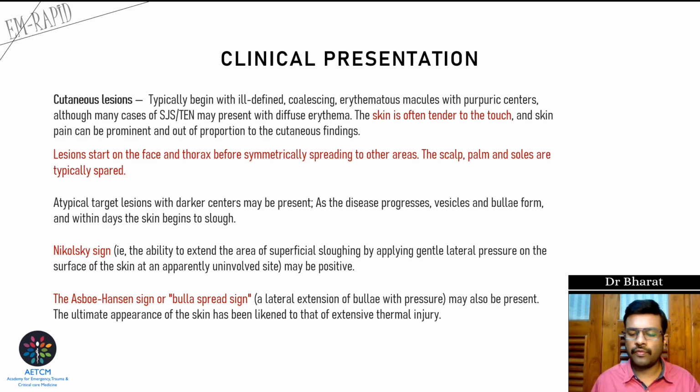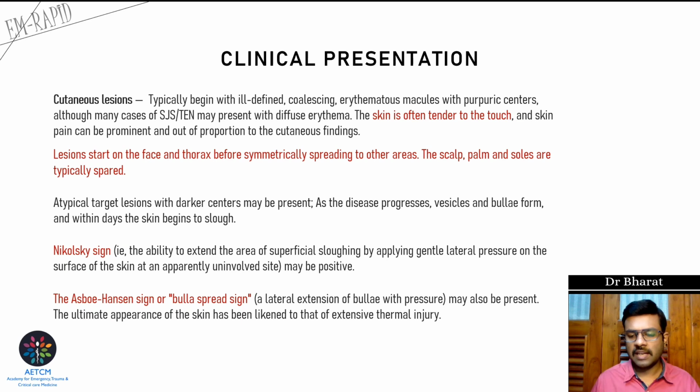The skin is often tender to touch, and skin pain can be prominent and out of proportion to the clinical findings. Lesions usually start on the face and thorax before symmetrically spreading to other areas and the limbs. The scalp, palms, and soles are usually spared. Atypical target lesions with darker centers may be present. As the disease progresses, vesicles and bullae form, and within days the skin begins to slough.